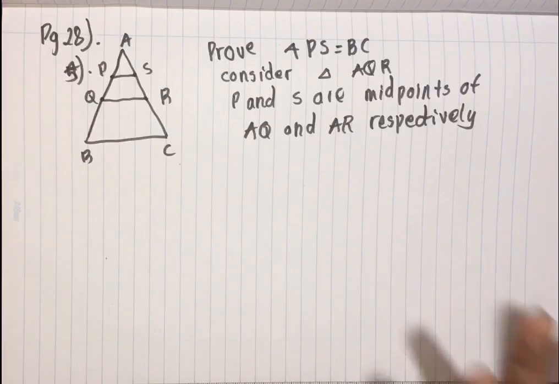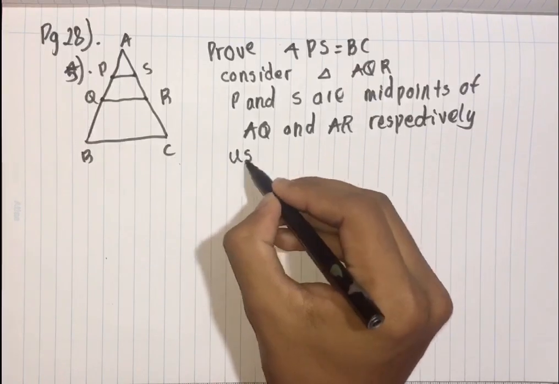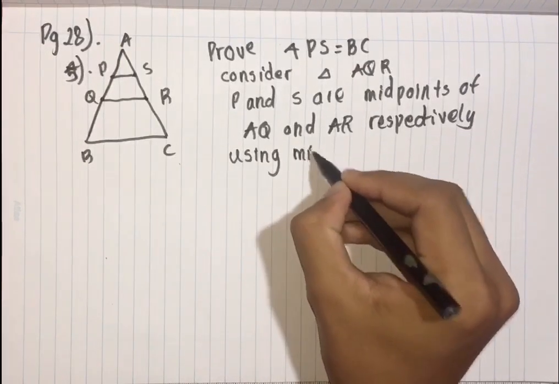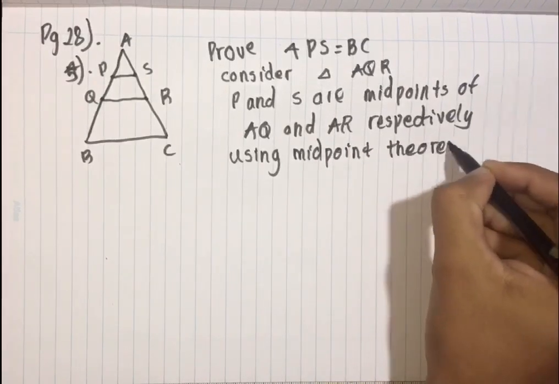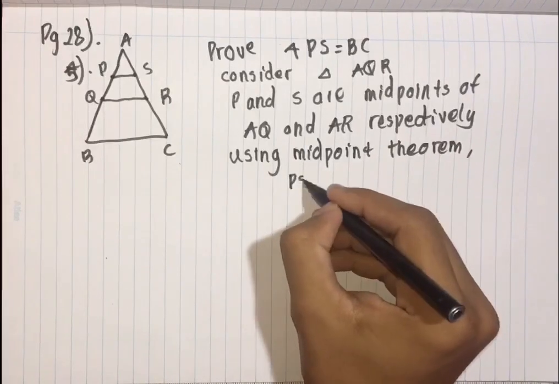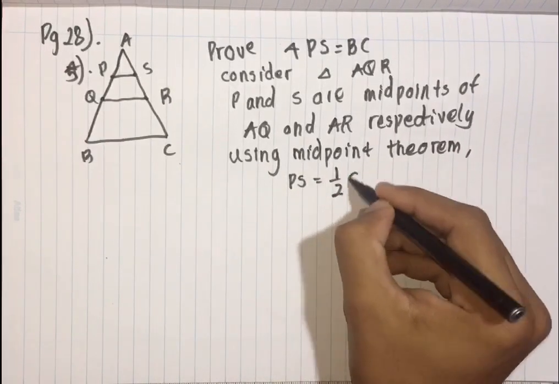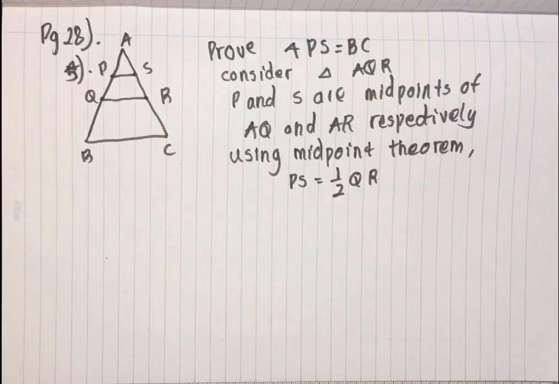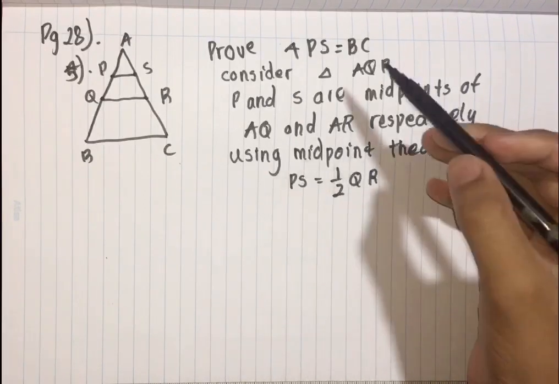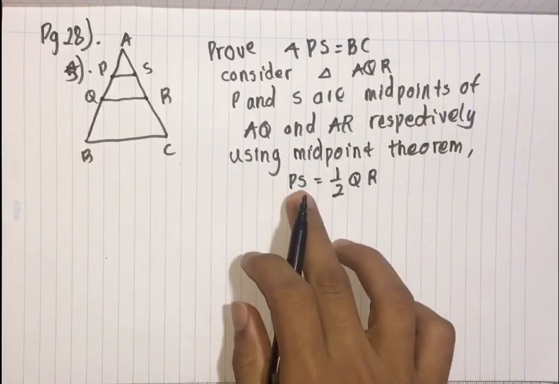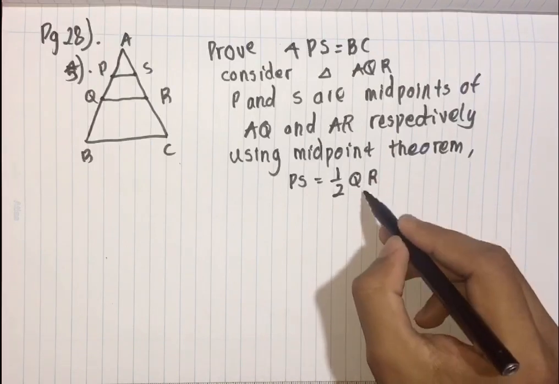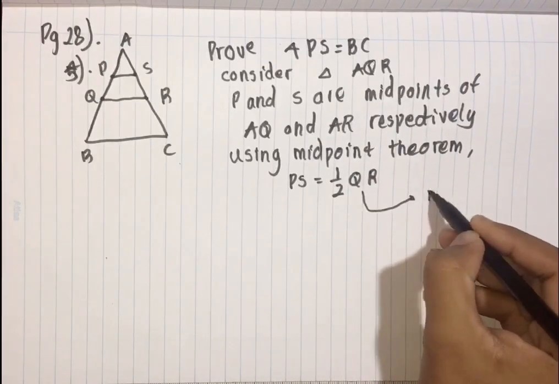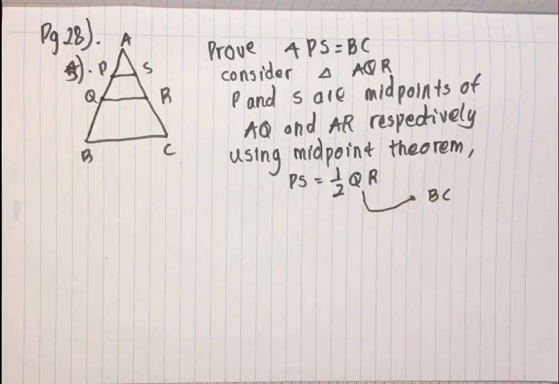It's simple, right? Therefore you can say, using the midpoint theorem, that PS is equal to half the length of QR. Now I have to form a relationship between PS and BC. Now I have formed a relationship between PS and QR. Now I am going to form a relationship between QR and BC so that I can replace BC here. Understood? Okay. Let me solve.